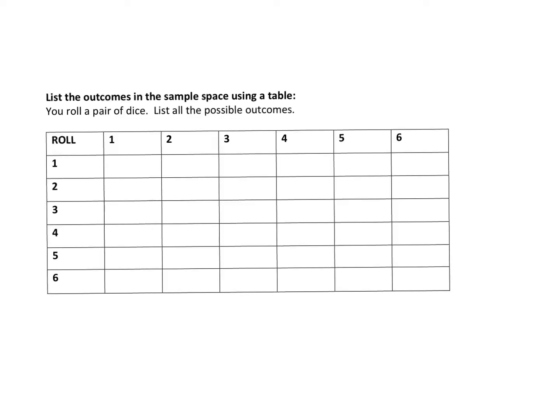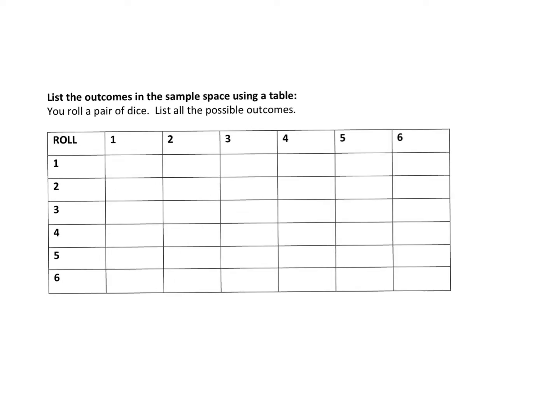So list the outcomes in the sample space using the table. You roll a pair of dice, list all the possible outcomes. So first of all, you've got the two dice, you could roll a 1 and a 1. You could roll a 1 and a 2, a 1 and a 3, a 1 and a 4, a 1 and a 5, and a 1 and a 6.